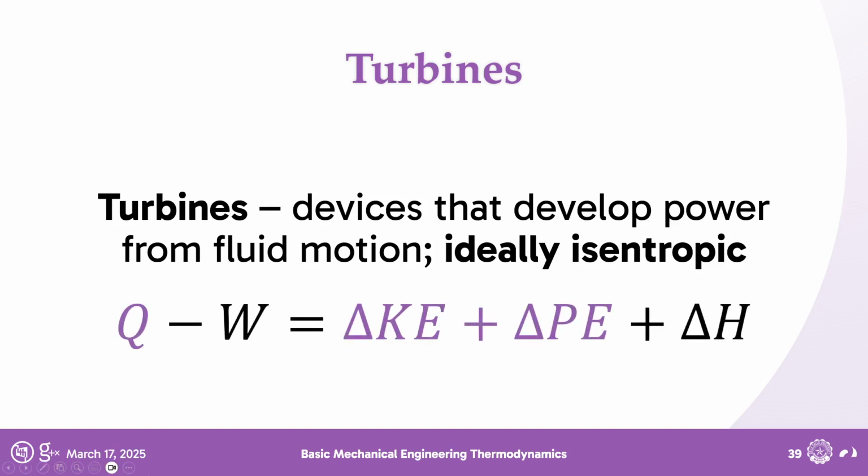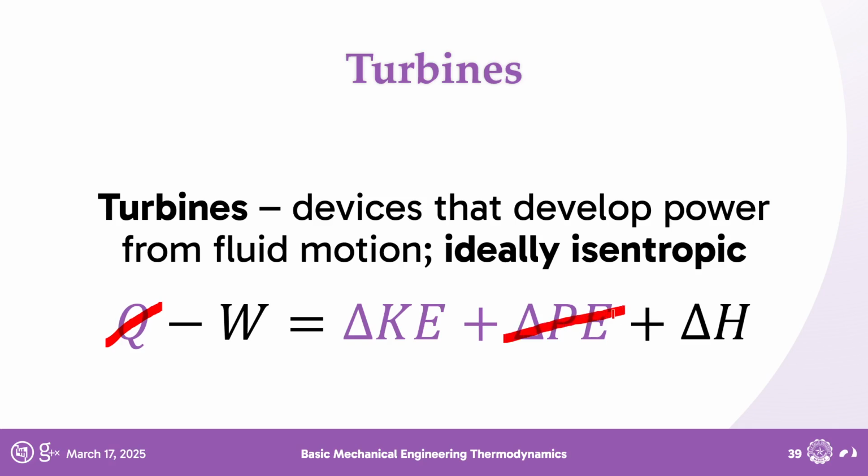Boom, there you go. And in this case, what happens usually is that there's no heat, it's isentropic. And then turbines are also usually oriented horizontally. So there's no potential energy.